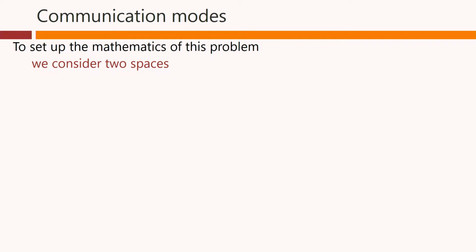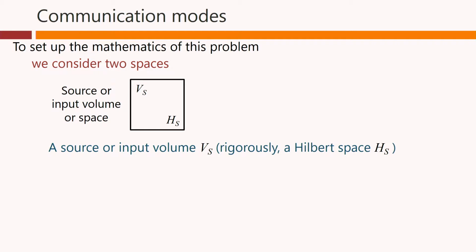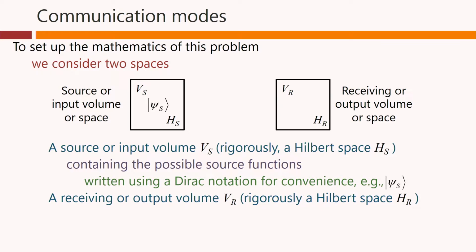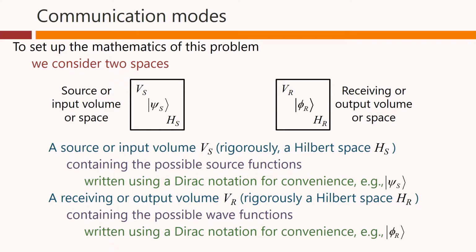To set up the mathematics of this problem, we consider two spaces. First of all, a source or input volume or space. And this space can contain the possible source functions, and we'll write these using a Dirac notation for convenience, as I've shown here for this function psi s. Similarly, we will have a receiving or output volume Vr, which will contain the possible wave functions, and again we will write those functions using a Dirac notation for convenience, here phi r.